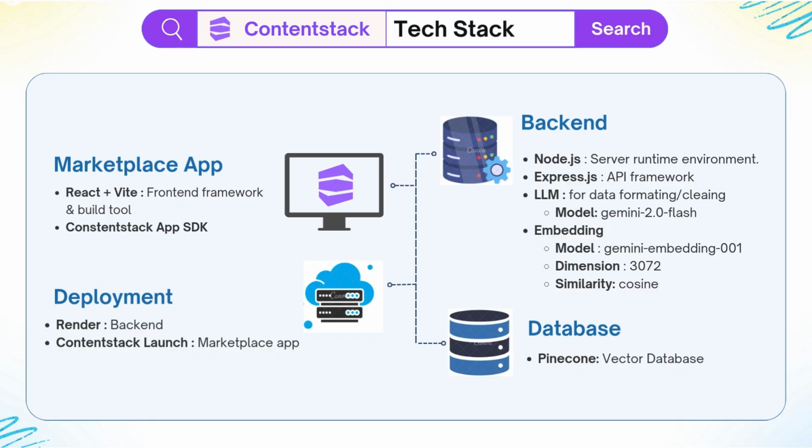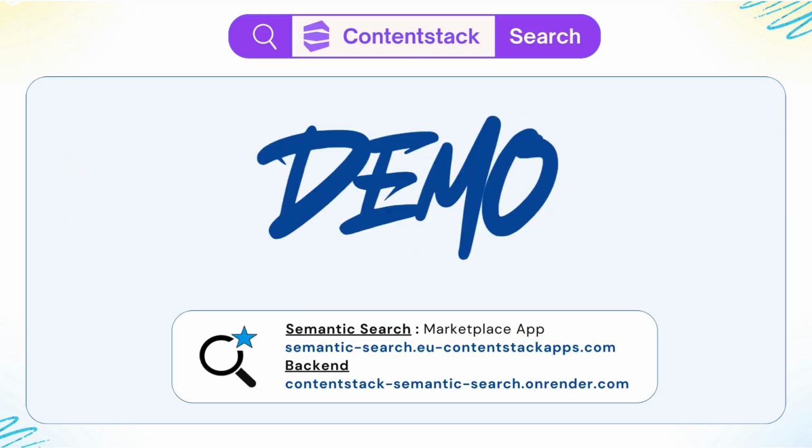For the marketplace app, I use React along with the Contentstack App SDK to fetch user entries and send them to the server. The backend is built with Node.js and Express. For AI, I use Gemini 2.0 Flash for data cleaning and pre-processing, and the Gemini embedding model 001 to generate embeddings with a dimensional size of 3072. These embeddings are stored in Pinecone. For semantic search, I apply cosine similarity to retrieve the most relevant results. Finally, the backend is deployed on Render, while the semantic search marketplace app is hosted on Contentstack Launch.